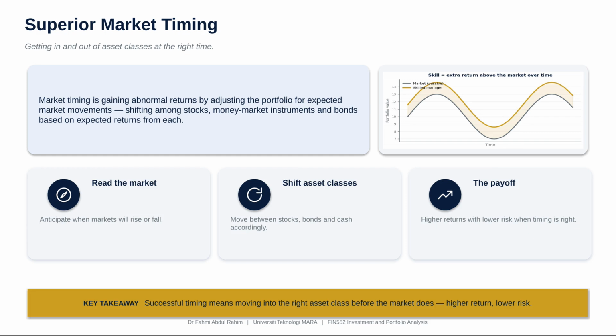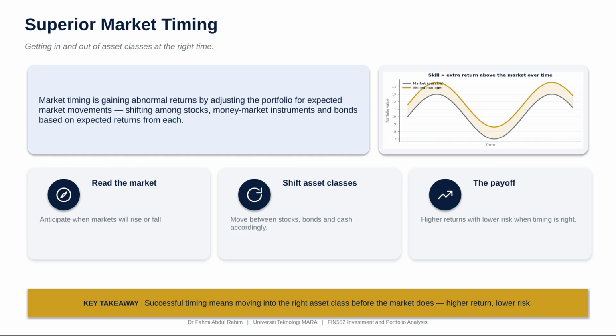The three cards break the skill into steps. First, read the market, anticipating when markets will rise or fall. Second, shift asset classes, moving between stocks, bonds, and cash accordingly. For example, moving into cash before a downturn or into stocks before a rally. Third, the payoff, which is higher returns combined with lower risk. When the timing is right, you capture the upside while sidestepping the downside.